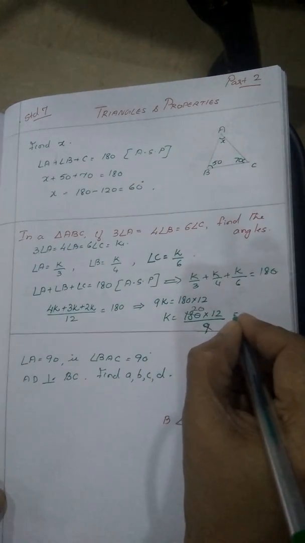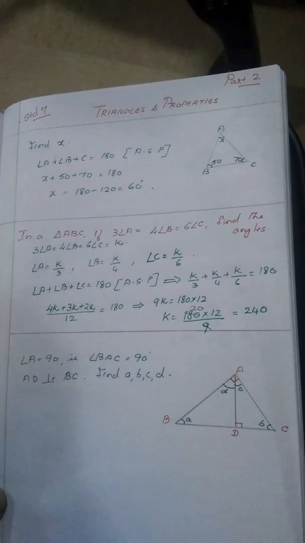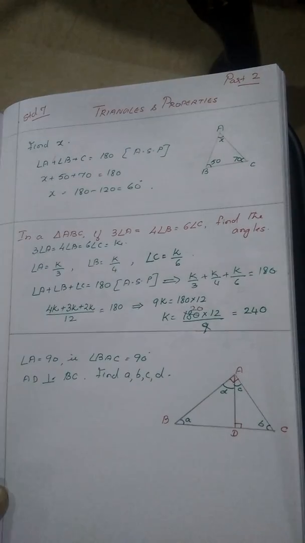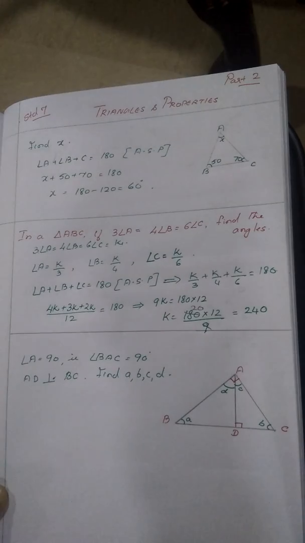So K is equal to 240. Now we have to find the angles. So angle A is equal to K by 3. So 240 divided by 3 is equal to 80. Angle B is equal to 240 by 4, which is equal to 60. And angle C is equal to 240 by 6, that is equal to 40. Now if you add A, B and C, you will get 180 degrees.